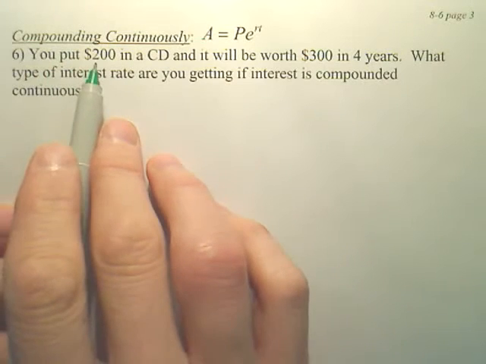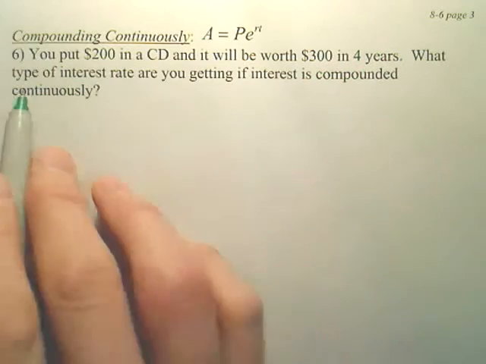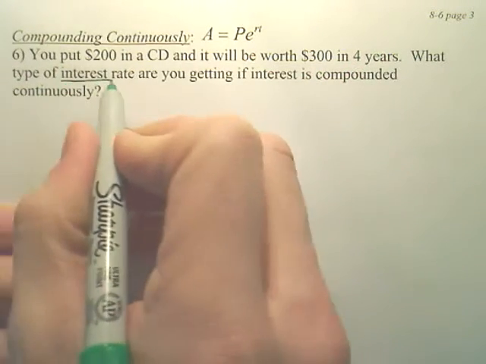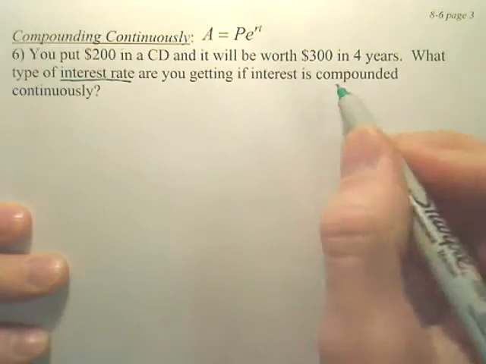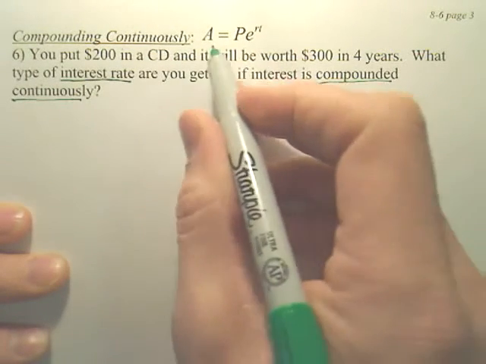If you have $200 in a CD and it'll be worth $300 in 4 years, what type of interest rate are you getting if it's compounded continuously? This is the formula for compounding continuously.